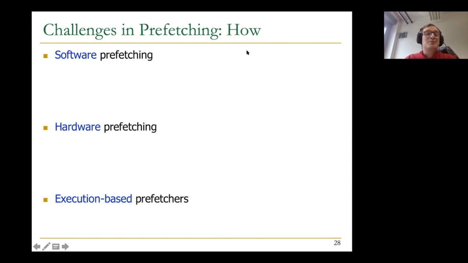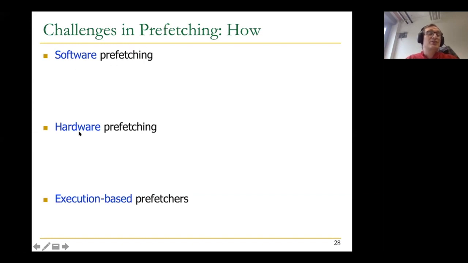Okay, so this is the last point. That was a long coverage of where, especially. We talked about what, when, where. And the last one is how, basically. So how really determines a lot of the other things also. This is a question of, I don't want to call it where again, but how exactly do you do the prefetching?